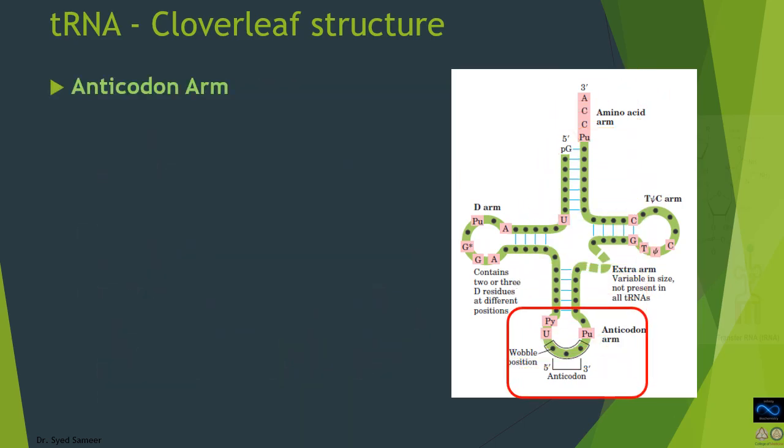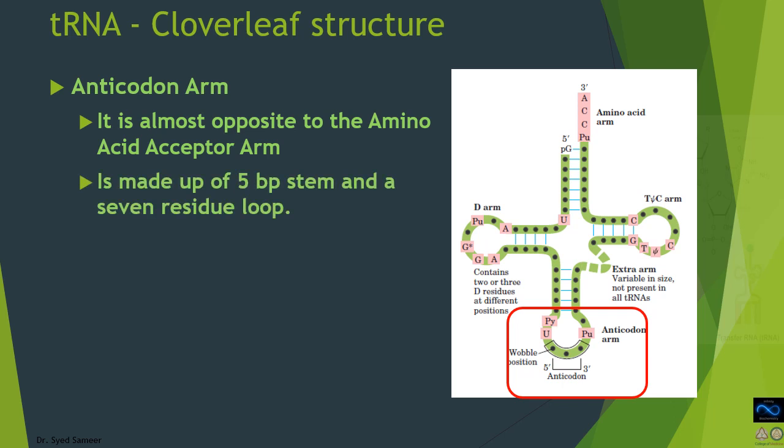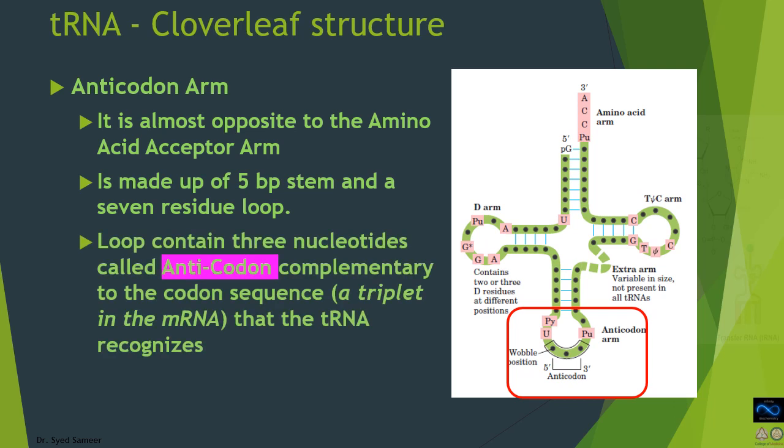Another important part of this cloverleaf structure is the anticodon arm, which is almost opposite to the amino acid acceptor arm. It's made up of a 5 base pair stem and a 7 residue loop. This 7 residue loop contains specific triplets, which are called anticodons, as I already told you. These anticodons make complementary base pairs with the mRNA in reading it. So the anticodon base pairs with the codon triplets in reading during the translation process. So this arm is also important.